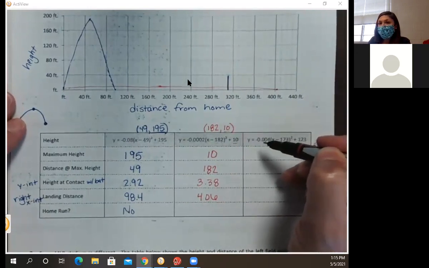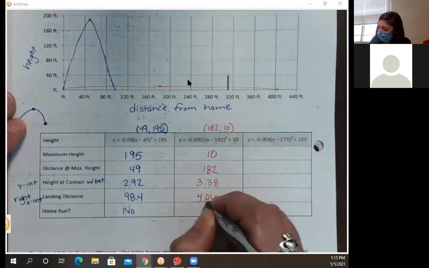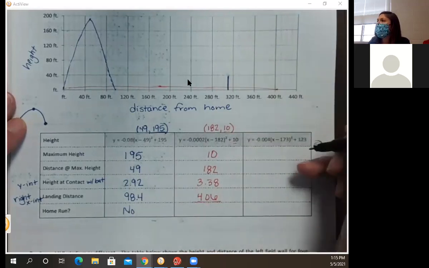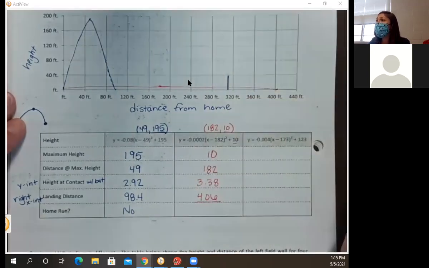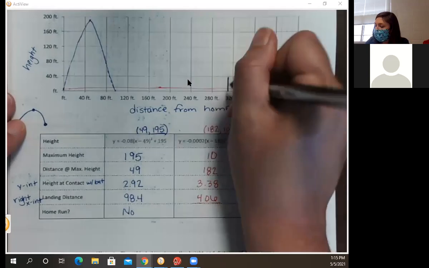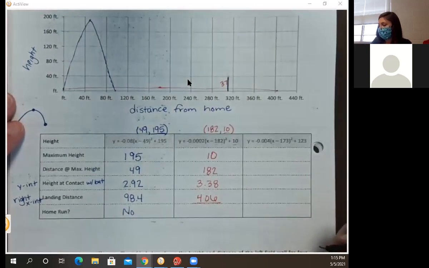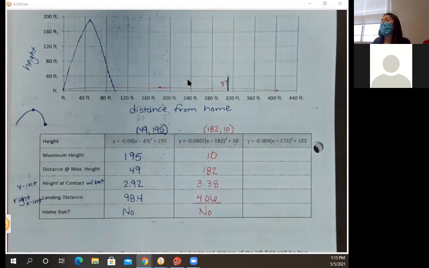So based on the information that we have here, our ball should hit the ground at 406 feet. So over here. Is it going to make it there? No. What's it going to do? It's going to hit the wall, right? Is it going to make it over the wall? Not a chance. The highest our ball gets is 10 feet off the ground. Our wall is 37 feet tall. So this is not going to make it over the wall. It will make it to the wall, but it's not going to make it over.